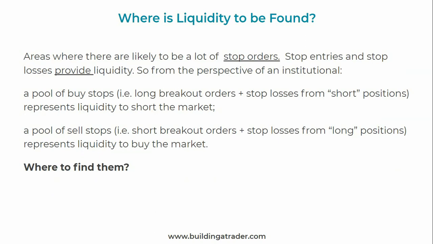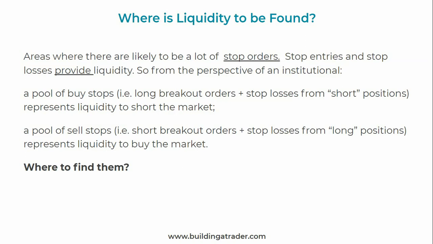So liquidity can be found or can be created by a pool of stop loss orders. Okay, stop entries and stop losses provide liquidity because they're orders that are waiting to be fired off, but they're different than limit orders. Limit orders consume liquidity because they're then transformed into the opposite market order. For example, if I am buying into a dip with a limit order, okay, that limit order, being a buy limit, will not execute if the market is trading below it. It will only trade at that price or better.